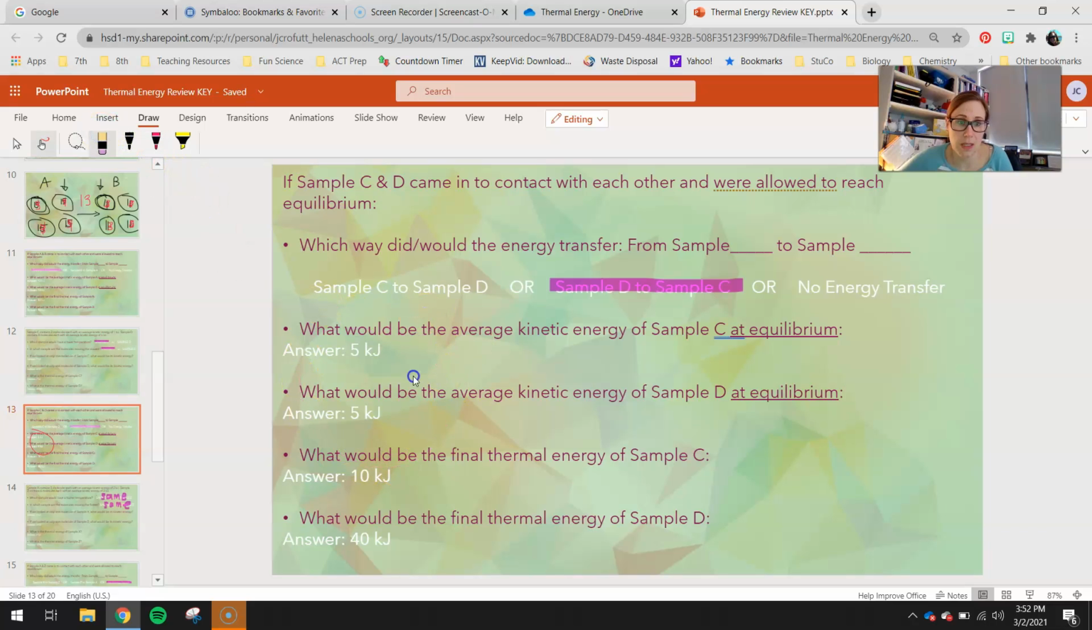Okay, so that should be the same at equilibrium versus if you guys see this example compared to the last one, because sample D was so much bigger, your thermal energy will not be the same at equilibrium because again, thermal energy is that total versus your average is divided by however many molecules you have. So you'll have the same average kinetic energy, but not the same thermal because D is larger than C.